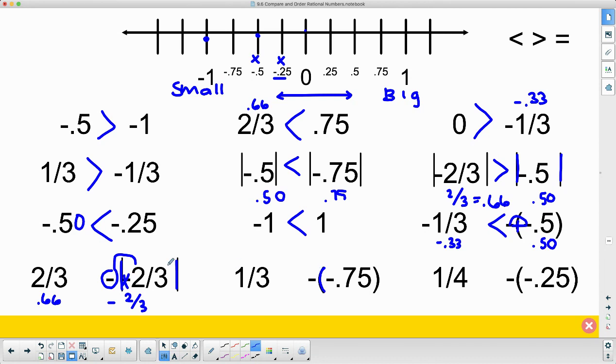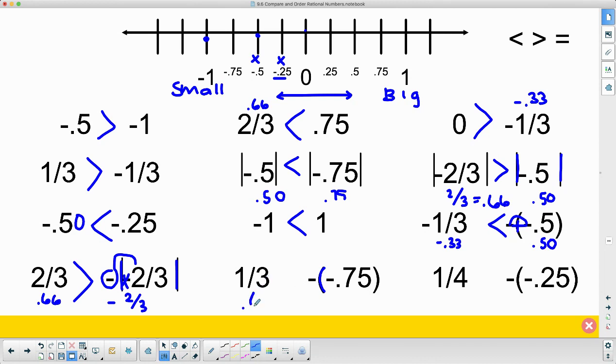Parenthesis means times. These straight up and down lines mean the absolute value. So we cancel that one out, it's gone, but keep this one. So we have 2/3 here, negative 2/3. This one is positive and larger.